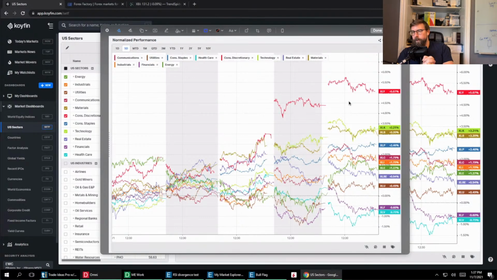This is essentially just each sector in the S&P 500 and how that sector performed throughout the week, so I can see what's strong and what's weak. There's not always information to be gleaned here, but sometimes there is.